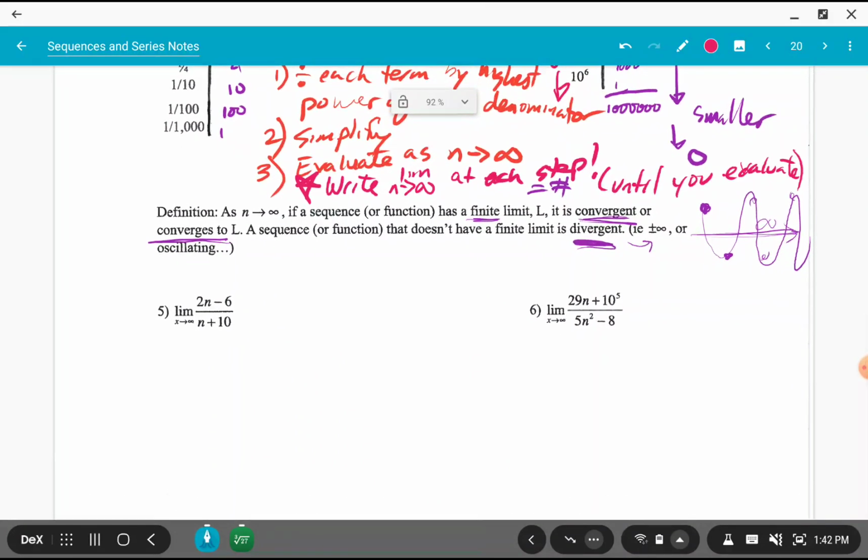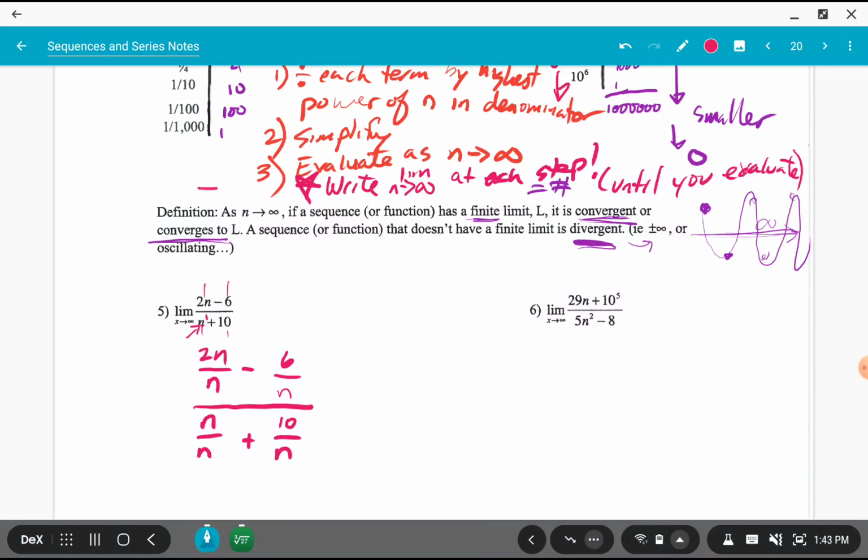So let's first take a look here. Step 1, divide each term by the highest power of n in the denominator. Look at n. What's the highest power? The highest power is a degree of 1. So we're going to take every single term and divide it by n to the first. So that means 2n divided by n to the first minus 6 divided by n to the first, all over n divided by n to the first plus 10 divided by n to the first. Notice how I took every single term and divided it by n to the first power.